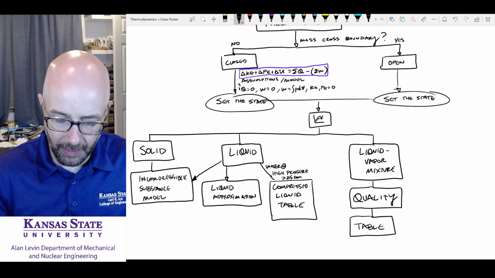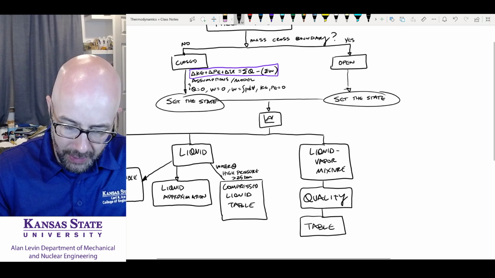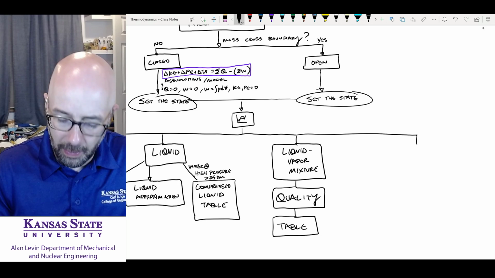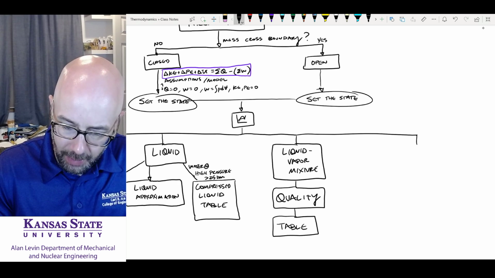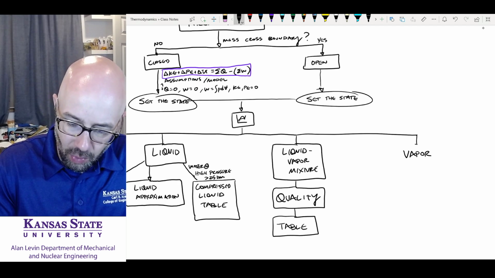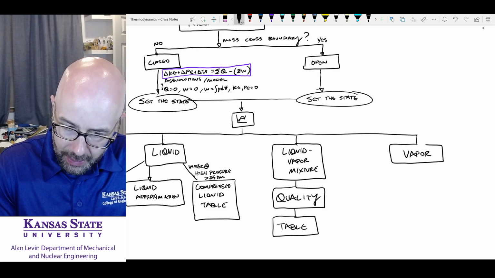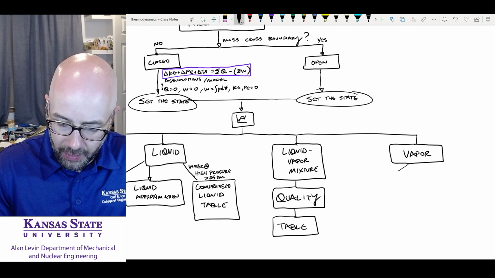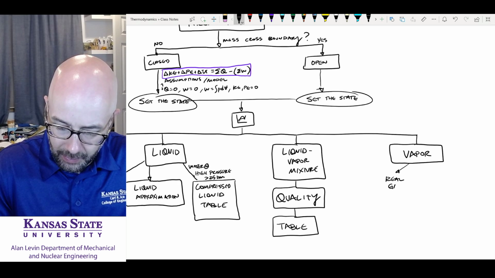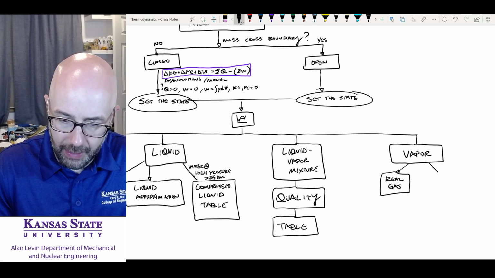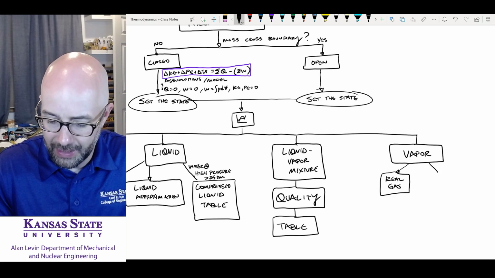That's what you'll do. And then the last thing that we'll do is if you're on the other side of that dome, vapor dome, you are going to be a vapor. Okay, now let's see what our options are with vapors. Well, you can look at yourself and you can say you are a real gas. Or you can say you are an ideal gas.